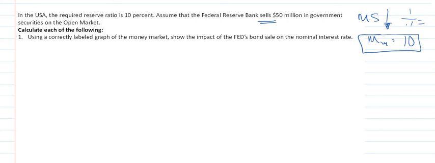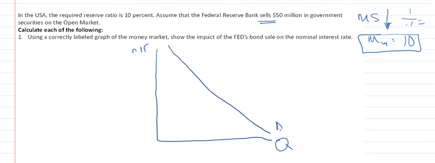So using a correctly labeled graph of the money market, right? So we're going to do our graph, and our graph's going to look like this, all right? We're going to have quantity here. We're going to have nominal interest rates here. We're going to have our demand for money, and we're going to have our money supply. And I'll just make up, we'll just call this IR. All right? Here, I like to give it a number. We'll just call it 5%.